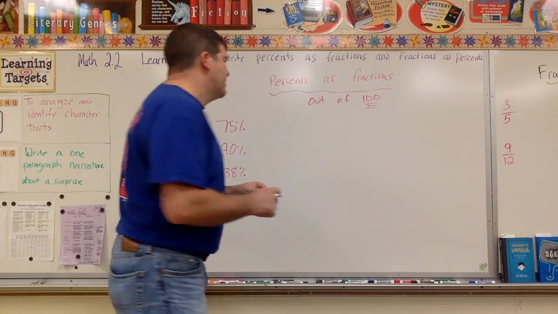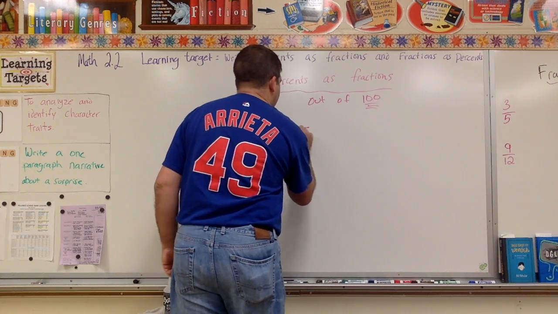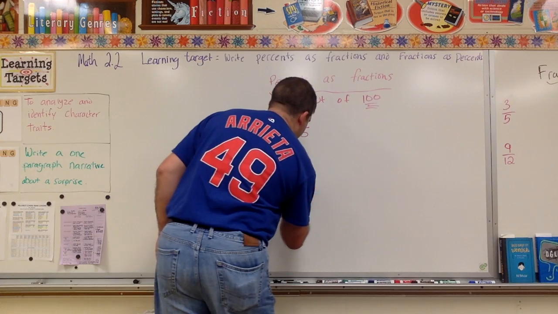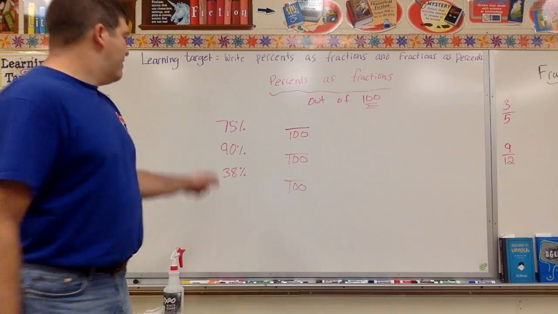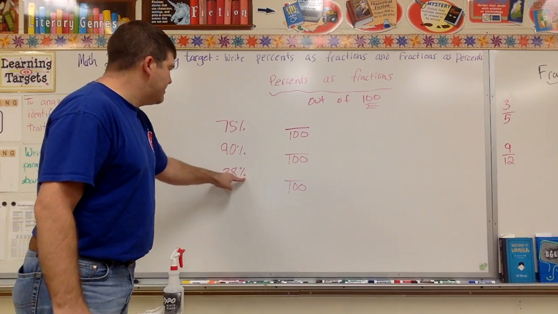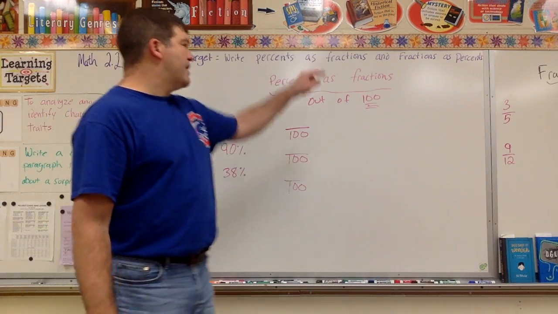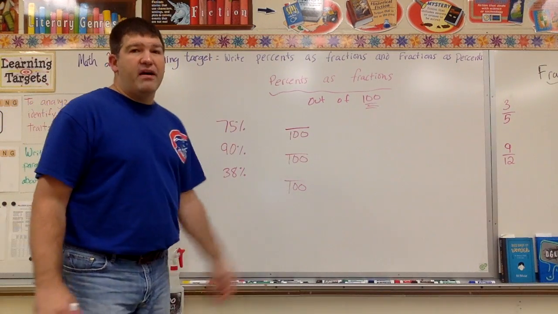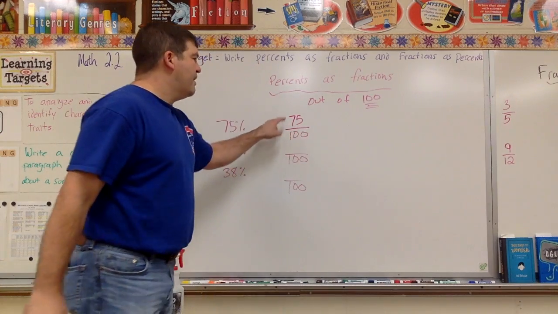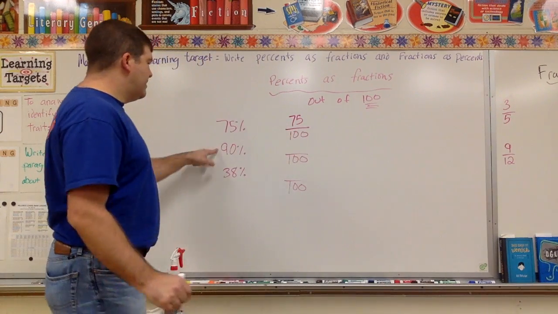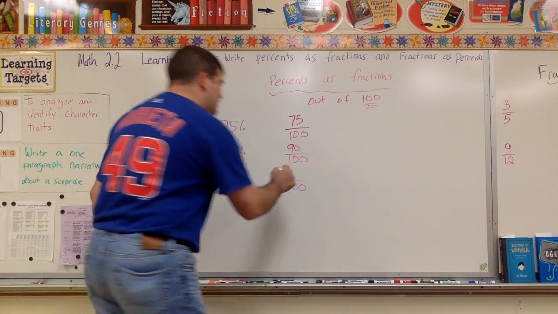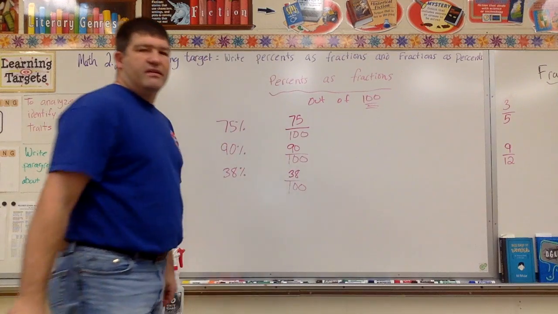So, when you're writing percents, with the little percent symbol, the way to convert it to a fraction is you just take it out of 100. So 75% is 75 out of 100. Okay. 90% is 90 out of 100. 38% is 38 out of 100.